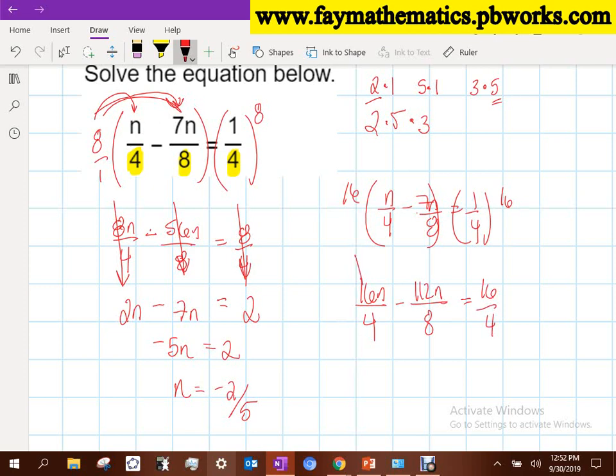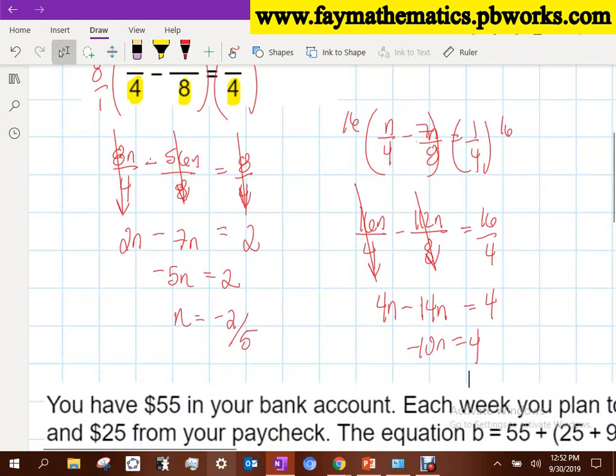Okay, well, when I solve this, 16 divided by 4 is 4n. Okay, that's going to go to 14. And this is going to go to 4, right? Does that make sense to everybody? This gives me negative 10n is equal to 4. Divide both sides by negative 10. I get n to be 4 over negative 10. Does that reduce to negative 2/5 again?